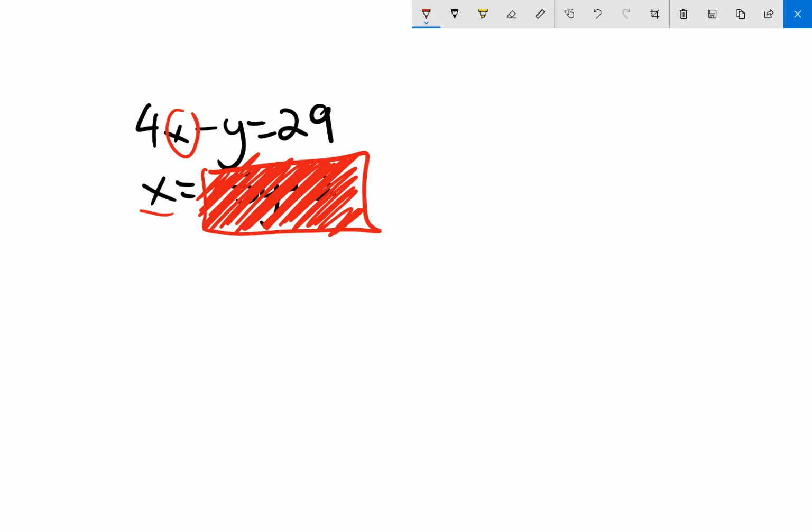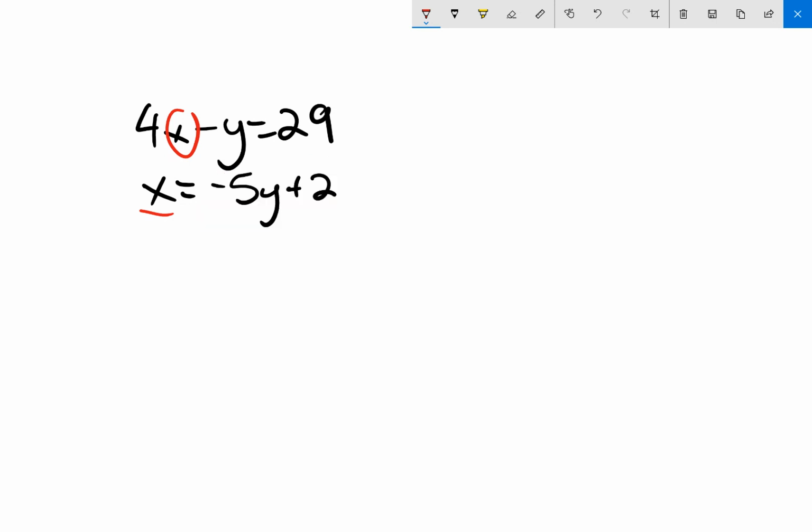But here's the thing. x is not equal to 2, unfortunately. x equals negative 5y plus 2. But the principle is still the same. We're going to take this and plug it in for x. So it's not a number, it's an expression, but it works pretty much the same way.